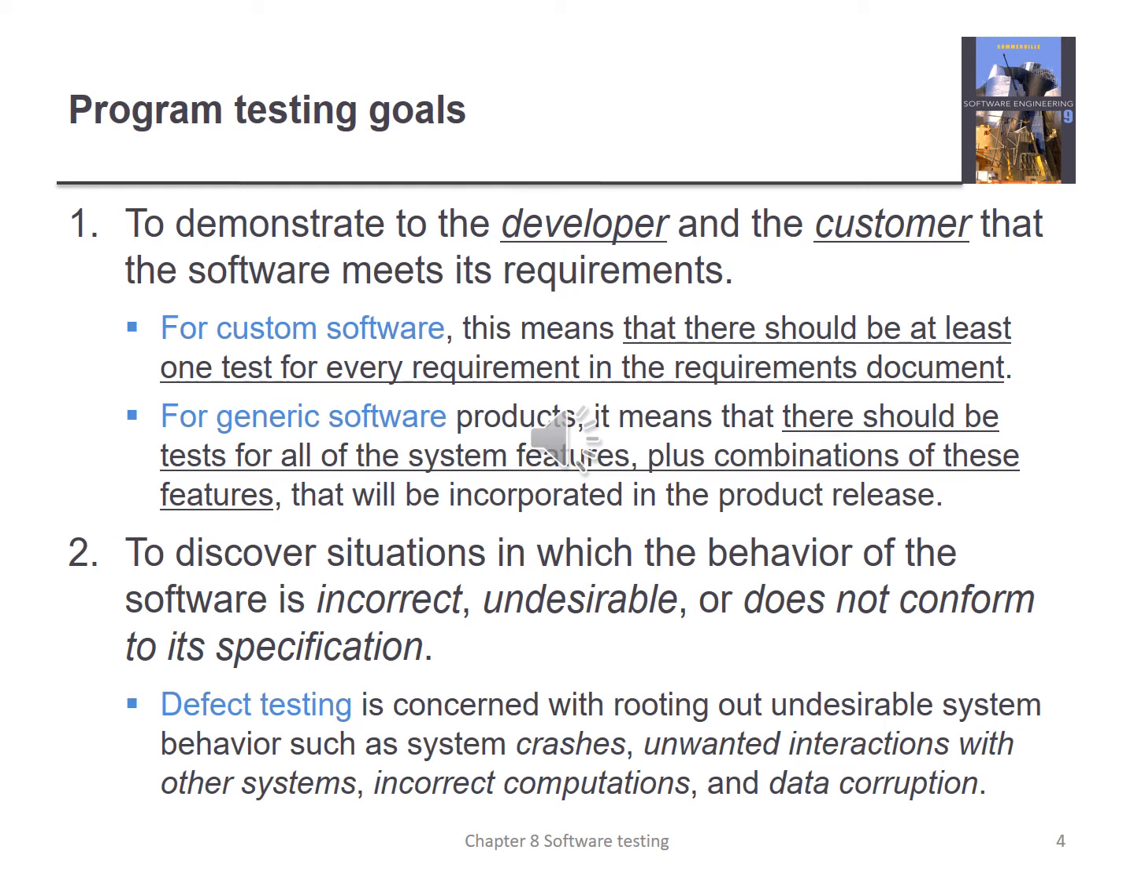The second goal is to discover situations in which the behavior of the software is incorrect, undesirable, or does not conform to its specification. It's like defect testing. There is a problem, the calculation is wrong. It is concerned with rooting out undesirable system behavior such as system crashes, unwanted interaction with other systems, incorrect computation, and data corruption. All these come under defect testing.